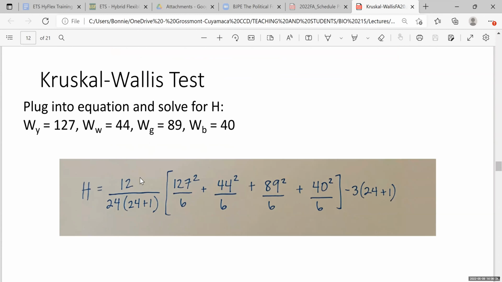And now we're going to put all of the data that we have into the equation for capital H. 12 divided by capital N, which is 24, times 24 plus 1. We're going to take each of the values of capital W and square it and divide by the sample size for its group. They're all 6 all the way across. And then we're going to subtract off this little caboose, 3 times capital N plus 1. And when you're working through this equation, and it's kind of long and complicated, don't forget to subtract off this last little bit.